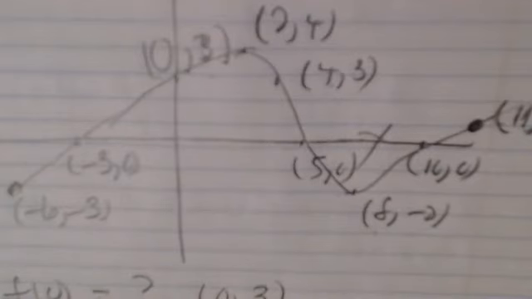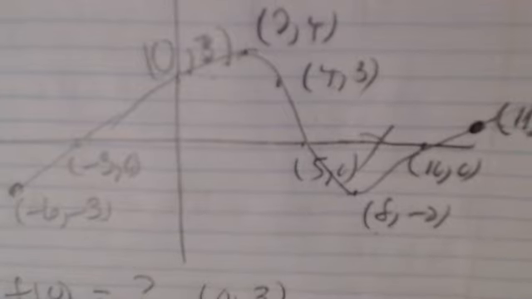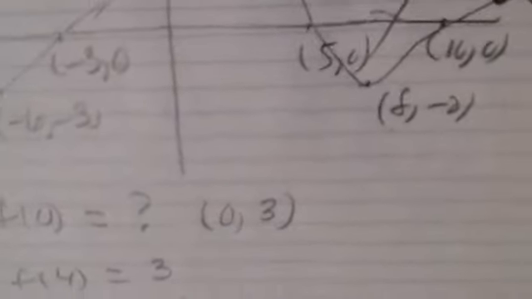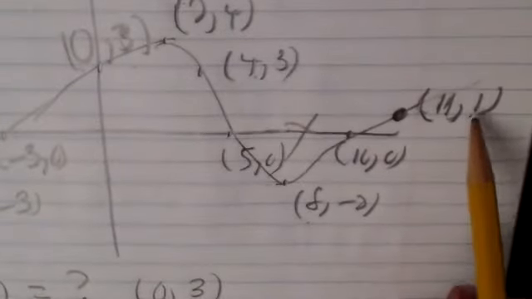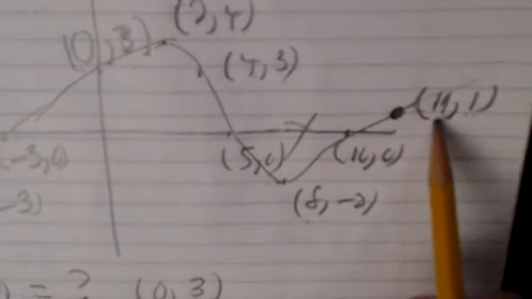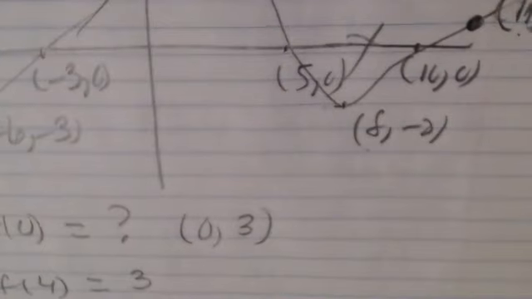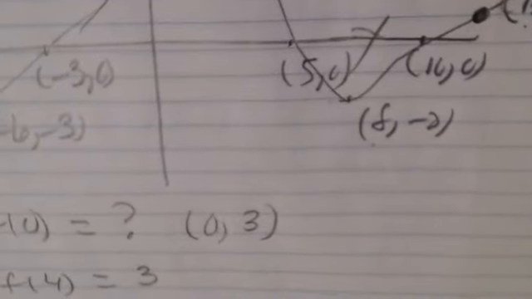Suppose that I tell you that f of x was equal to, let's say, 1. Then how would you answer my question? If f of x is equal to 1, look at the graph. The graph says when the y value is 1, the x value is 11. So the answer is x is equal to 11.